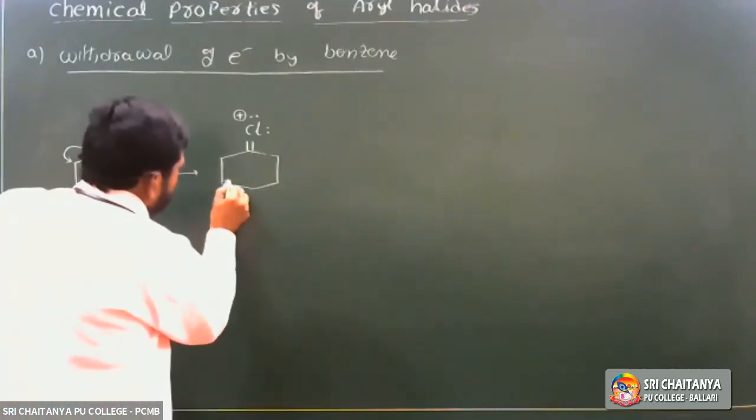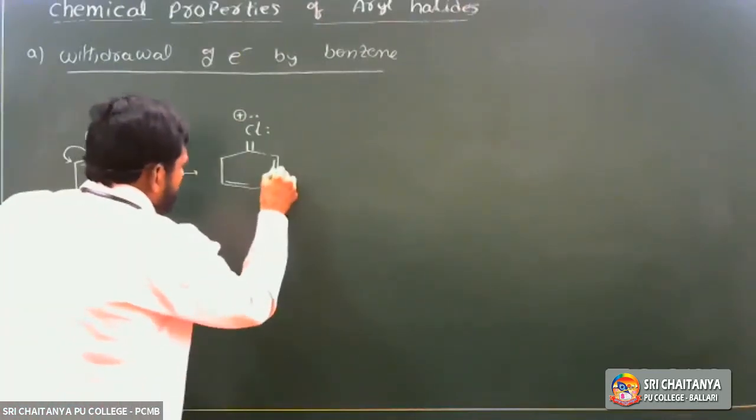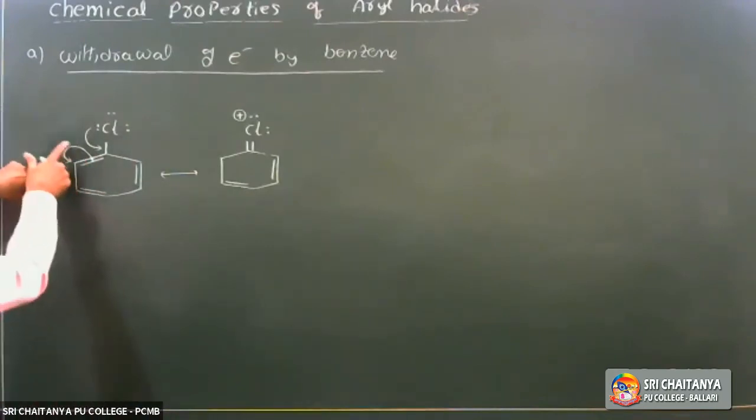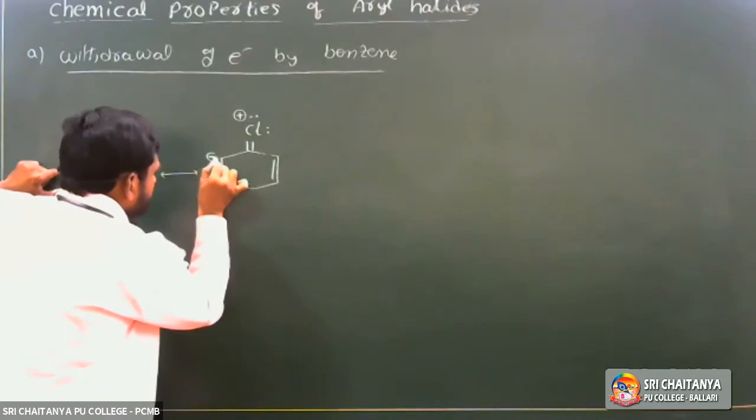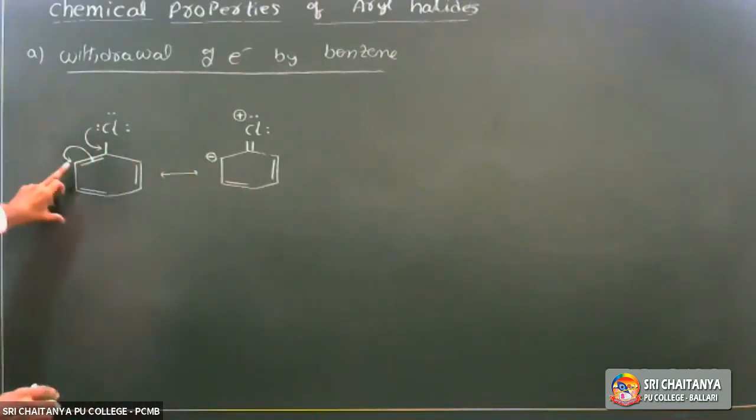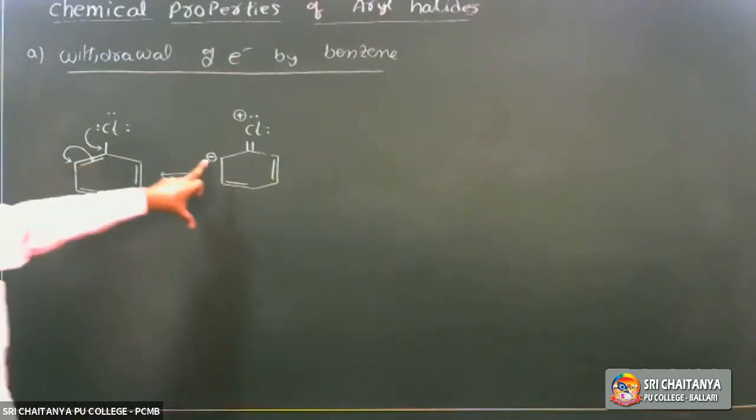Next, it is the pi bond. These are the pi electrons. Here pi electrons are shifted to this position, so it gets a negative charge. So negative charge is concentrated on this carbon. It is called carbanion. Carbon gets the negative charge.